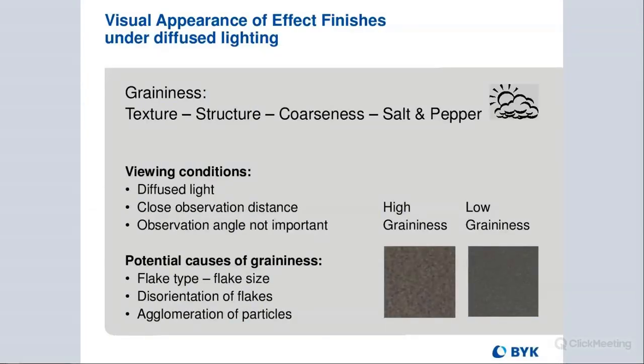For graininess, diffuse illumination, or cloudy sky, you need to be closer to the vehicle in order to see the difference in graininess. And this also gives you an idea of the flake size or type, if your flakes are disoriented or if you have agglomeration.